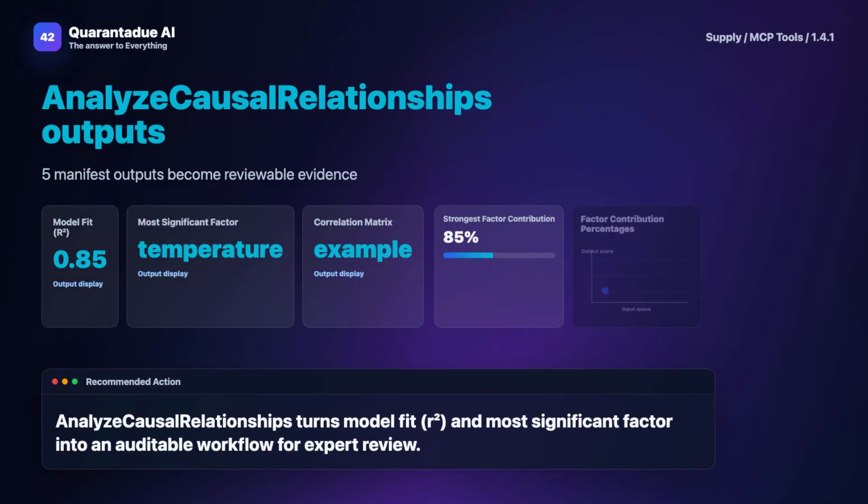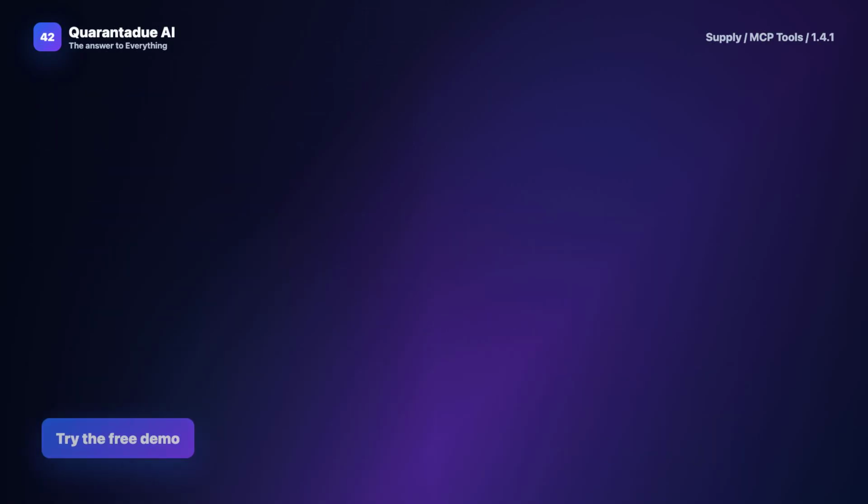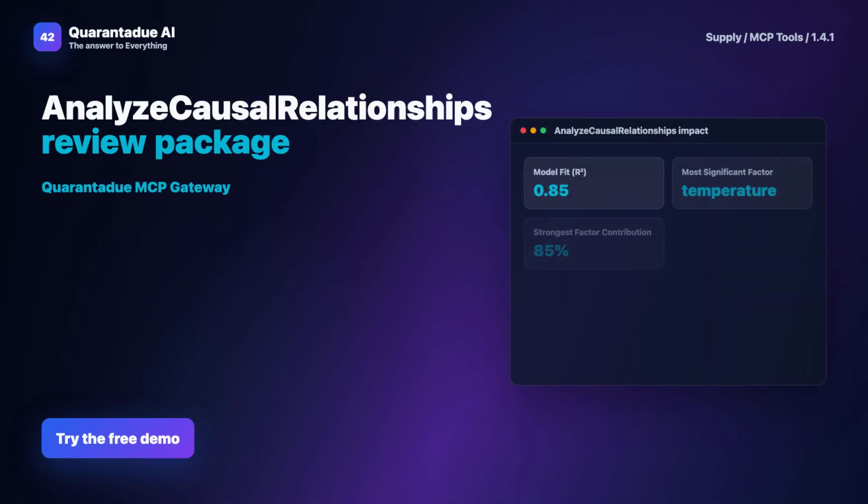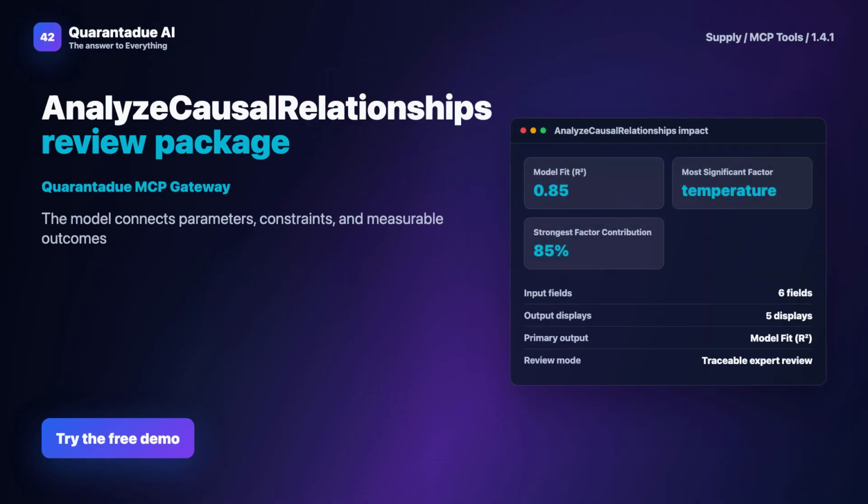Analyze Causal Relationships returns structured outputs such as model fit, R², most significant factor, strongest factor contribution, correlation matrix, and factor contribution percentages. These outputs are designed to support review, reporting, comparison, and follow-up actions. The value of Analyze Causal Relationships is not just automation, it is a controlled way to turn repeated supply work into a documented business process with clear inputs, transparent logic, and reusable outputs.